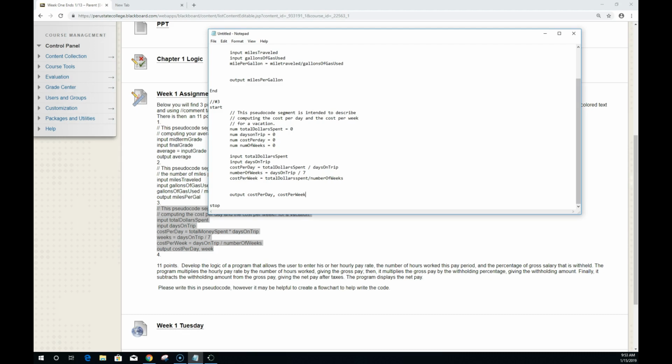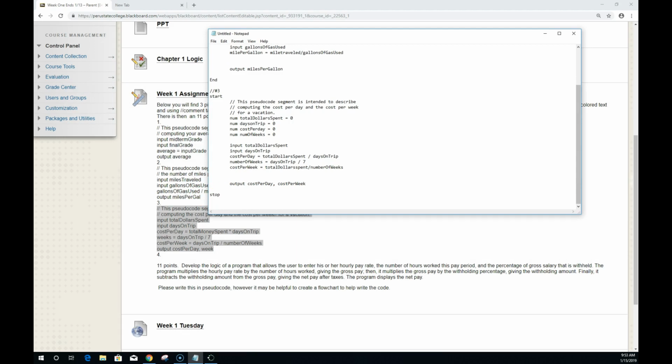So if that's the case, let's do problem 11. Or did you say that number of weeks is also an output? Cost per week, cost per day, cost per week. Number of weeks. Computing the cost per day and the cost per week for vacation. It doesn't actually ask us to output that. It really just says the cost per day and the cost per week. What if you have it? It wouldn't hurt anything to output it. It would not hurt anything.